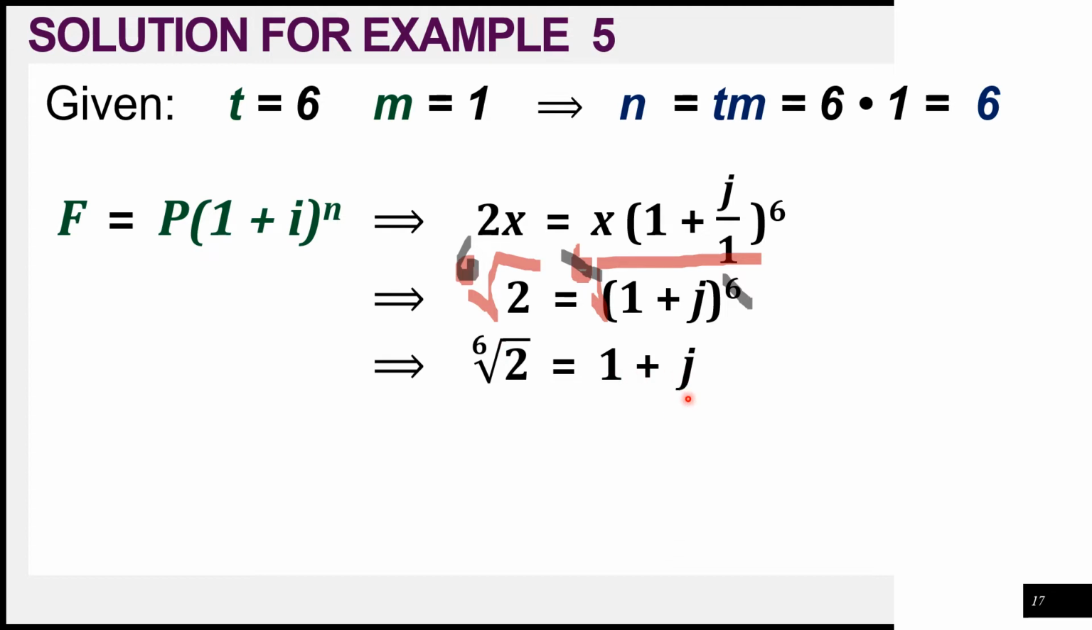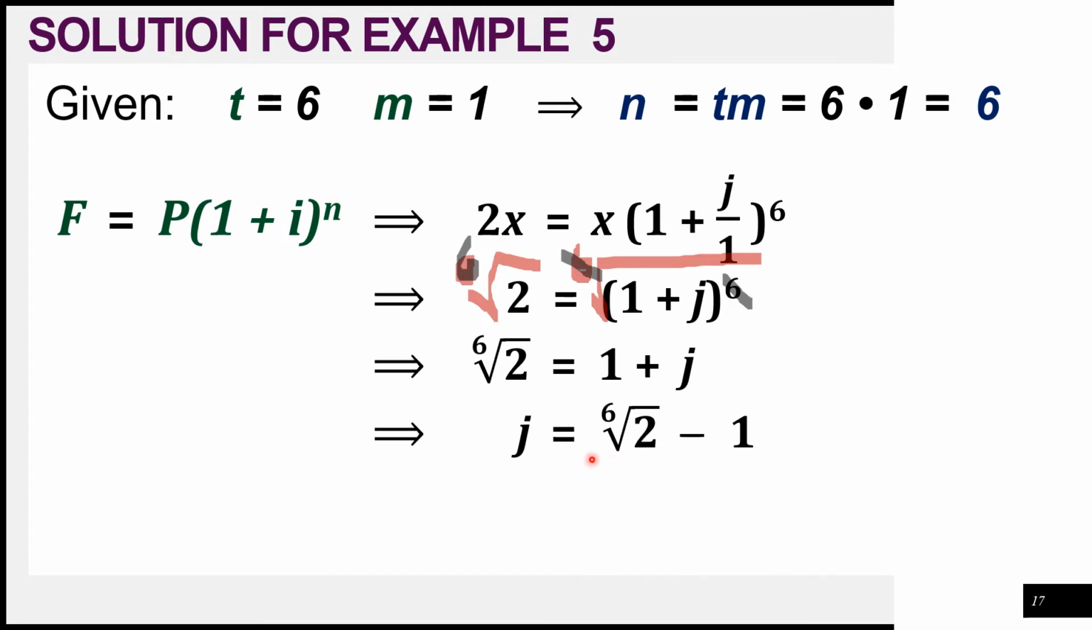And then, so that we can get the value of j, all we have to do is subtract 1 from both sides, or move this value to the right side and change its sign. Then we have j equals the 6th root of 2 minus 1. If you move positive 1 to the other side, it becomes negative 1. So we have here j is equal to the 6th root of 2 minus 1.